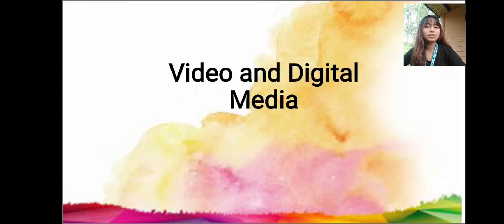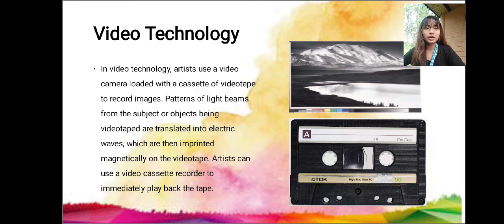Video and digital media. So, video technology. The artist used a video camera loaded with a cassette of videotapes to record images. Patterns of light beams from the subject or objects being videotaped are translated into electric waves, which are then imprinted magnetically on the videotapes. Artists can use a video cassette recorder to immediately play back the tape. So, video technology is more on the recorded video with the use of a cassette. This is an example of a cassette.